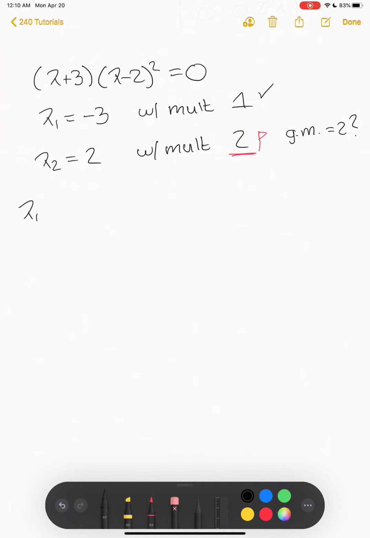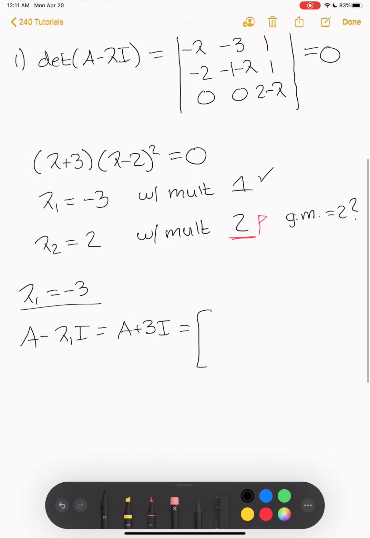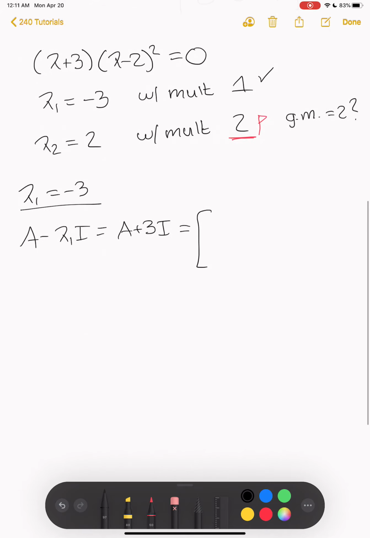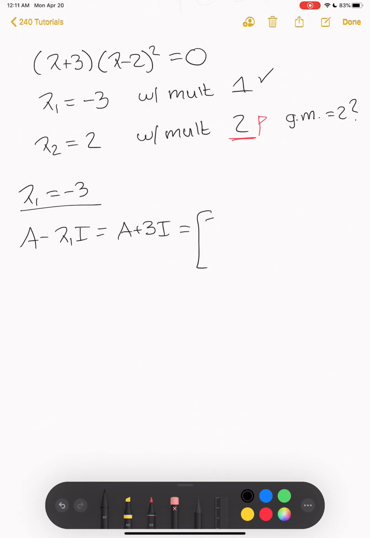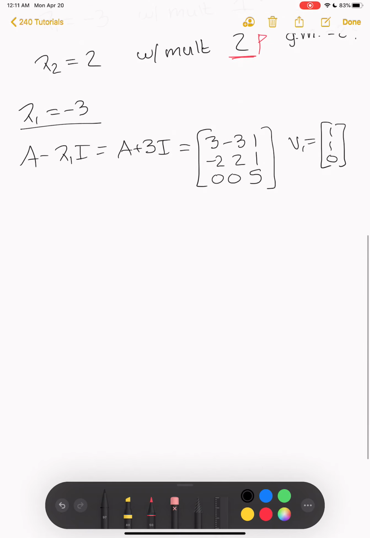But we'll start with lambda 1 is equal to negative 3. So I find the eigenvectors in the same way I always have done. It's A plus 3 times the identity, which is, let me pull it up here actually, 3, negative 3, 1, negative 2, 2, 1, 0, 0, 5. So I'm going to call my eigenvector v1, I'll do 1, 1, 0. Makes the most sense based off this choice.